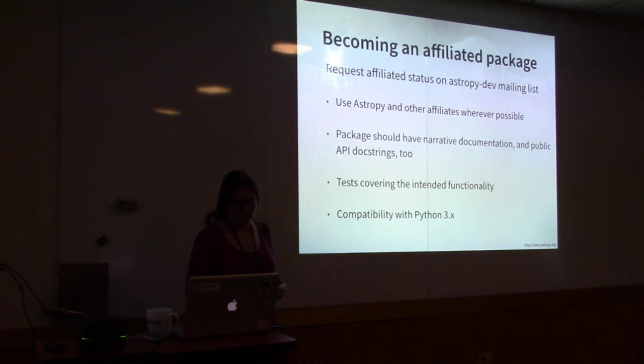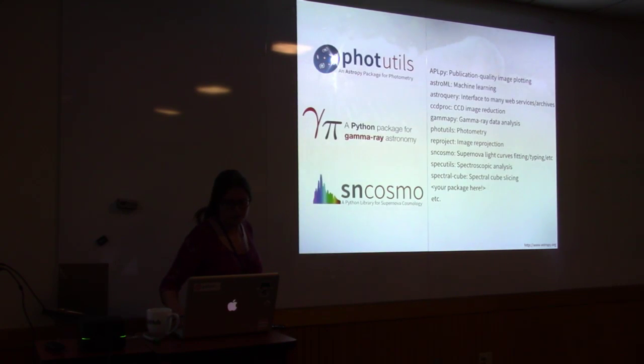And the package should have narrative documentation, and also the public-facing API should have docstrings too. There should be test coverage, so unit tests or functionality tests, and also compatibility with Python 3. If your package doesn't meet all of these, it can still get a provisional affiliated package status, so it will be revised within a year or within that time frame, to see whether steps were made to meet all these.